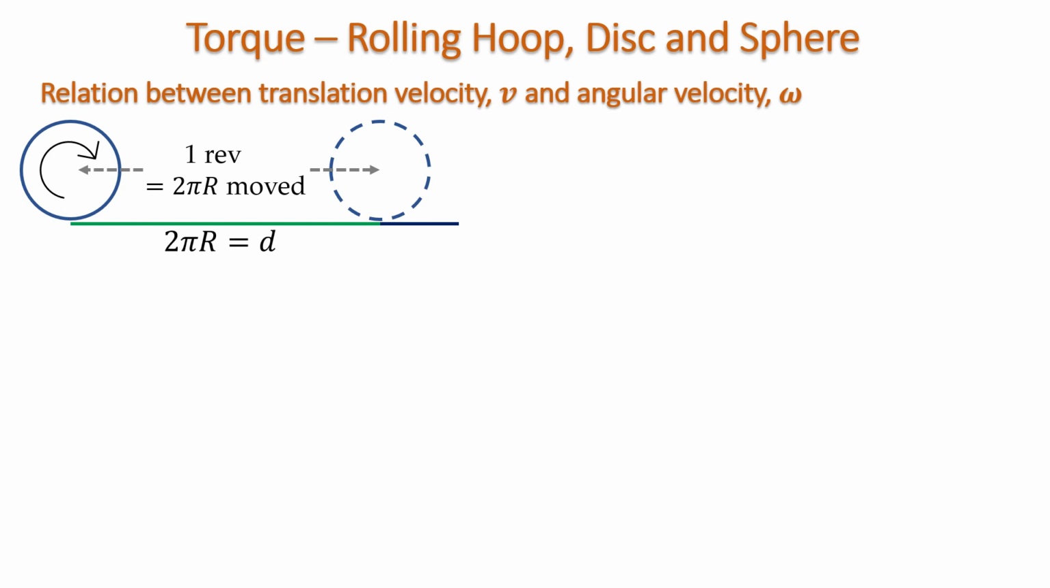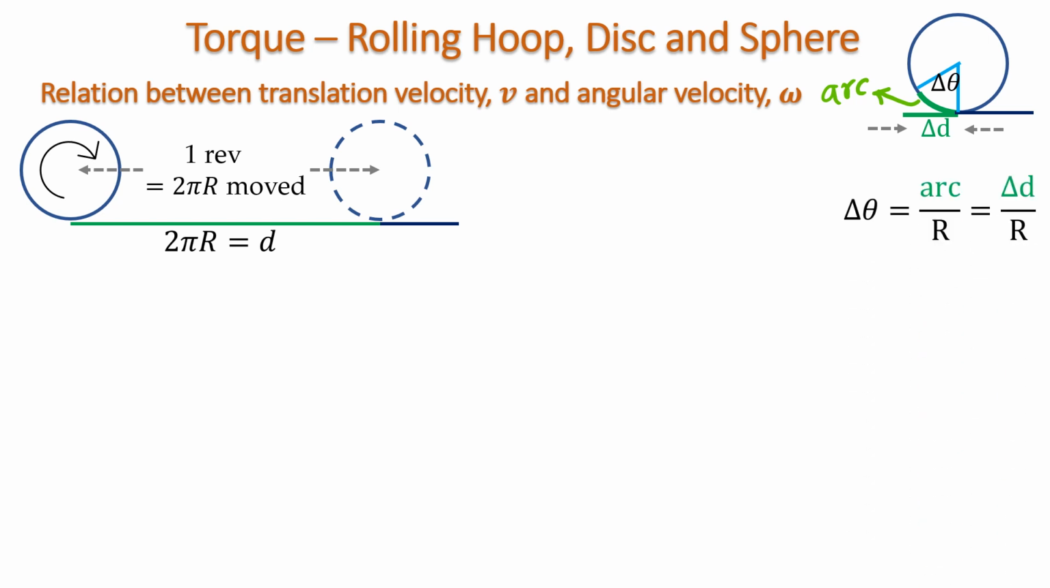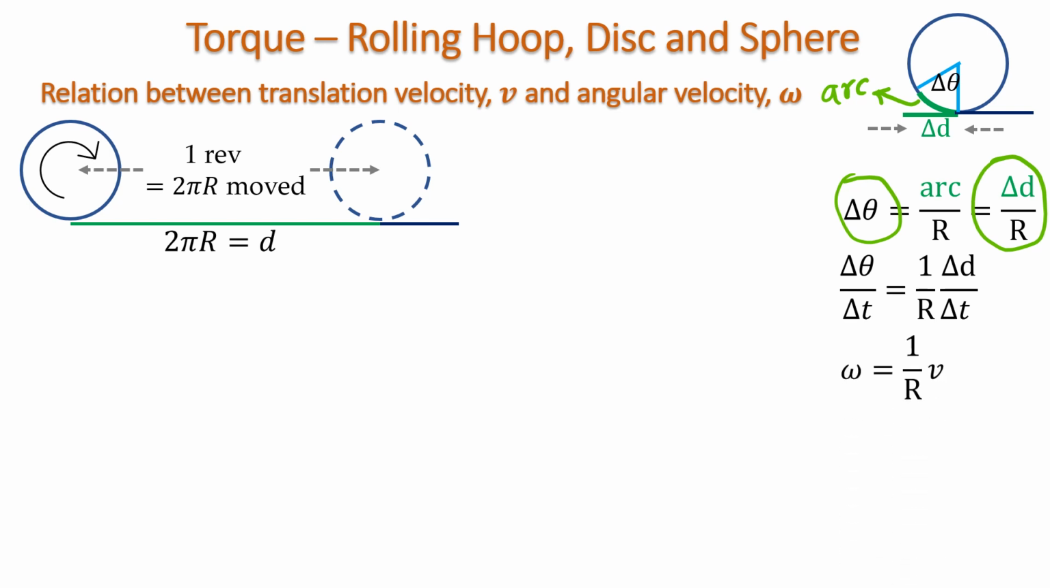If you agree with me, then you will also agree that the drum rolls by a small angle delta theta. The corresponding arc will be equal to distance traveled delta d. Mathematically, that is given by this relationship. Once you see that these two are equal, it becomes very easy from here. Divide by delta t and we get a relation between translational velocity and angular velocity.